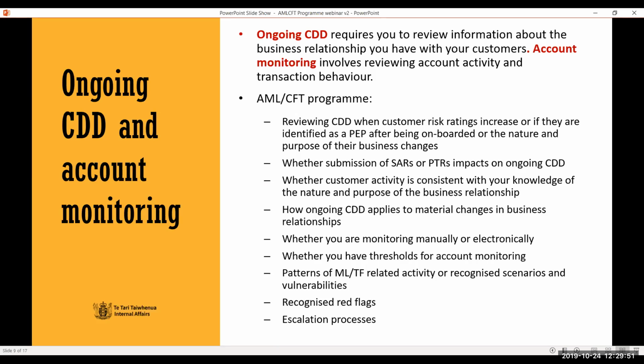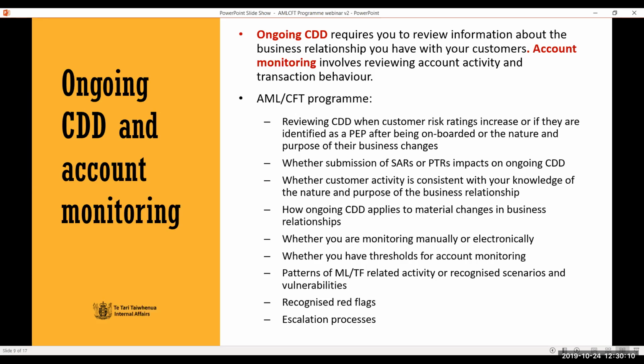You should consider in your program whether there will be thresholds and scenarios that should be picked up through account monitoring and scrutiny applied. In other words, are there certain situations you should be alerted to? When these come up, what is your escalation process? Make sure you detail these in your program.